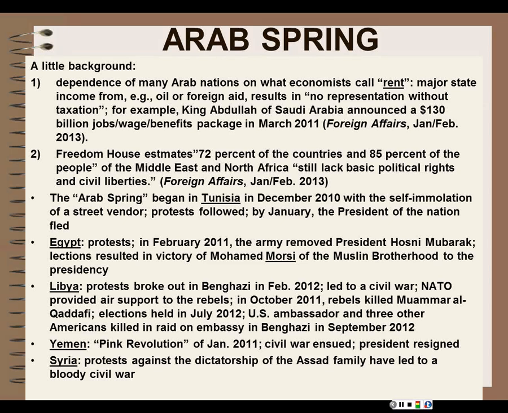Libya. Protests broke out in Benghazi in February 2012, and led to a civil war. NATO provided air support to the rebels, and the rebels ended up killing the longtime leader, Muammar al-Gaddafi. Elections were held in July 2012, and in September 2012, the U.S. ambassador and 3 other Americans were killed in a raid on the American embassy in Benghazi. In Yemen, a pink revolution, as it's called, occurred in January 2011. A civil war ensued after that. The president resigned. And following suit with all of this, protests against the dictatorship of the Assad family have led to a bloody and continuing civil war.